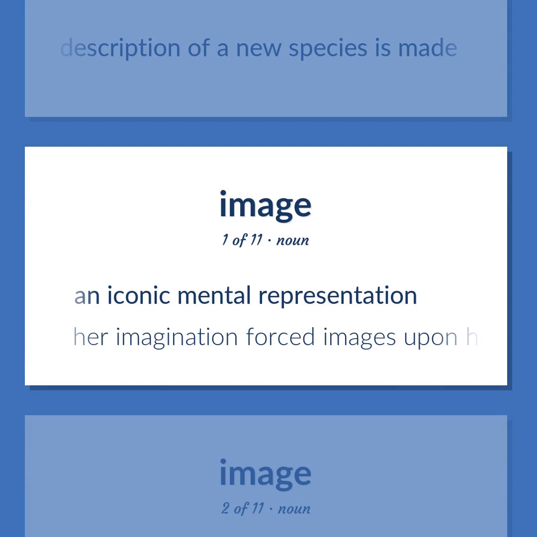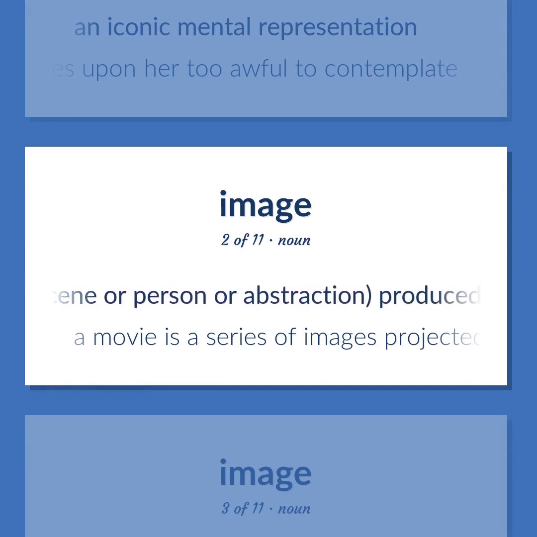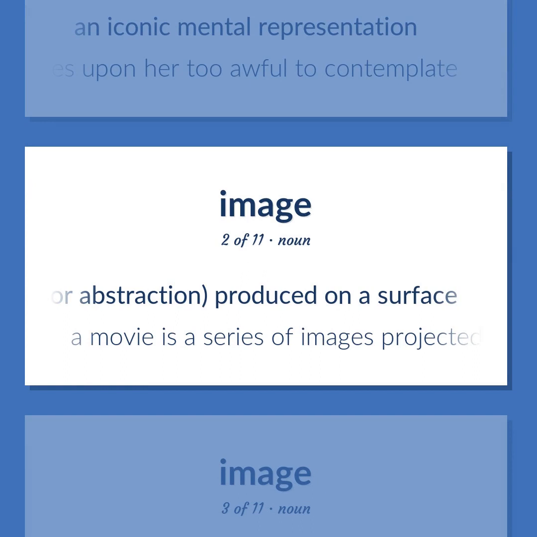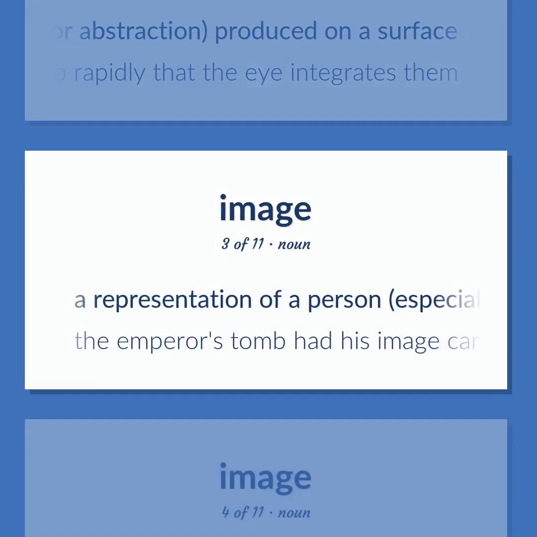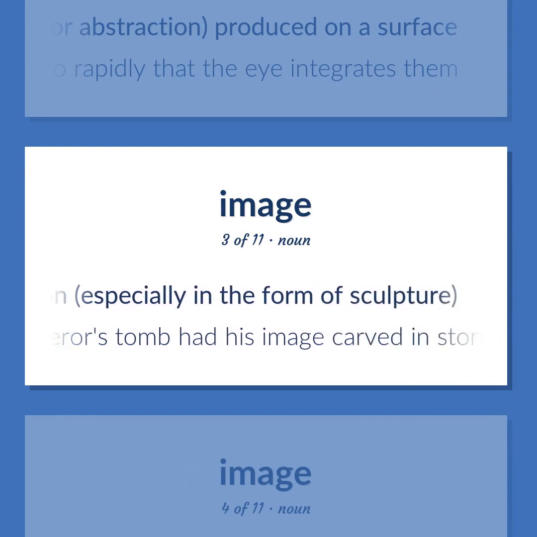An iconic mental representation. Her imagination forced images upon her too awful to contemplate. A visual representation, of an object or scene or person or abstraction, produced on a surface. A movie is a series of images projected so rapidly that the eye integrates them. A representation of a person, especially in the form of sculpture. The emperor's tomb had his image carved in stone.